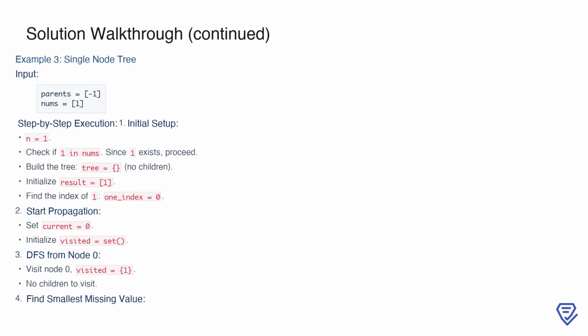Now let's look at a simpler case, a single node tree. The parents array is [-1], indicating that there is only one node, and the genetic value assigned to this node is 1. First, we determine that the number of nodes is 1. Since the genetic value 1 exists in the nums array, we proceed to build the tree. In this case, the tree is empty because the single node has no children. We initialize the result array to [1] and find the index of the node containing genetic value 1, which is at index 0. We then set the current node to 0 and initialize an empty visited set.